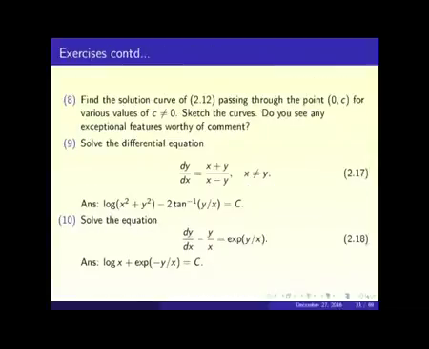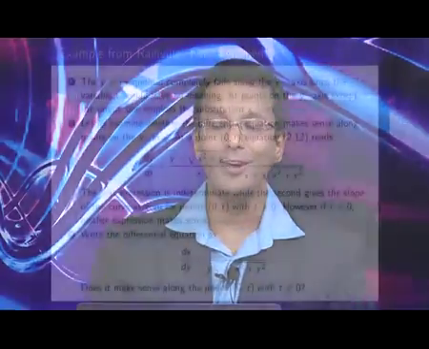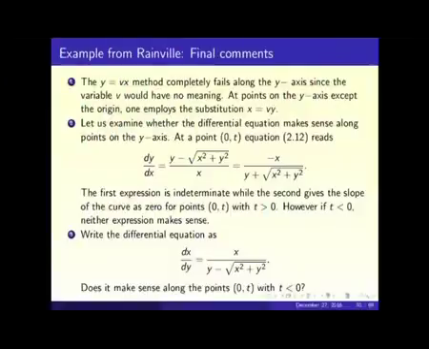So here are three more exercises on how to find solutions of homogeneous equations by the y equal to vx substitution. Find the solution curve of 2.1 to the same Reinville problem through the point (0, c). We have just discussed that along the y-axis, the method must completely fail because of v equal to y by x. The variable has no meaning.